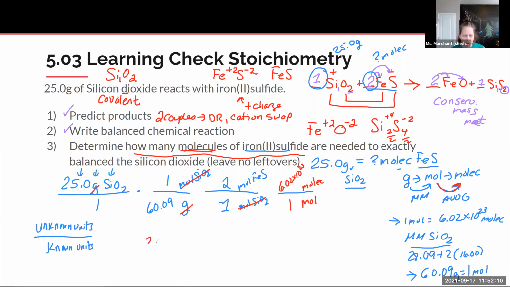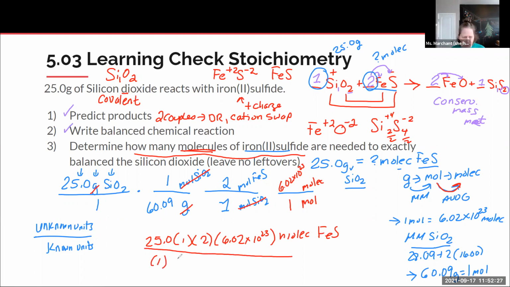Okay, the numerator is now going to be 25.0 times 1 times 2 times 6.02 times 10 to the 23rd molecules of FeS. And the bottom smushed together is 1 times 60.09 times 1 times 1. Okay, so 25 times 1 times 2 times 6.02 e to the 23rd gives me a top of 3.01 e to the 25th. I'm going to divide that by 60.09. There we go. Okay, and I get an answer of 5.00915 e to the 23rd.